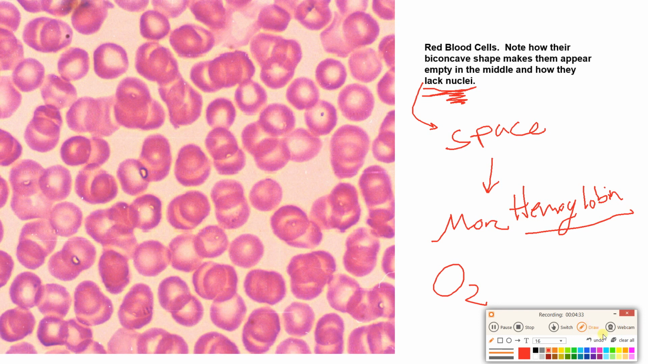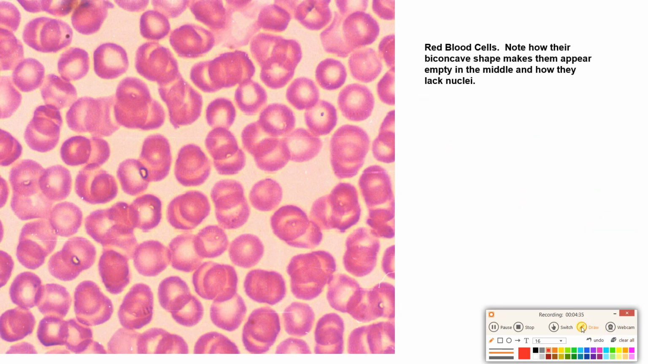One last quick red blood cell fact. Red blood cells are also known as erythrocytes. Erythro means red, and cytes means cells. I think that was my final red blood cell fact. Let's look at some more pictures here.